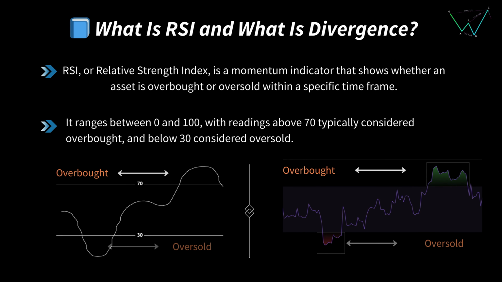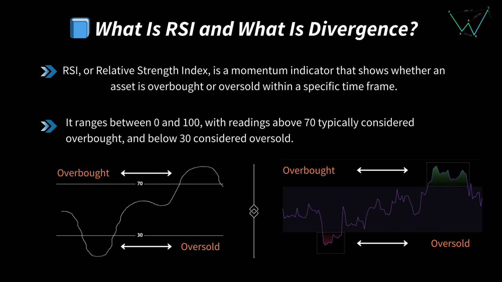What is RSI and what is divergence? RSI, or Relative Strength Index, is a momentum indicator that shows whether an asset is overbought or oversold within a specific time frame. It ranges between 0 and 100, with readings above 70 typically considered overbought and below 30 considered oversold.